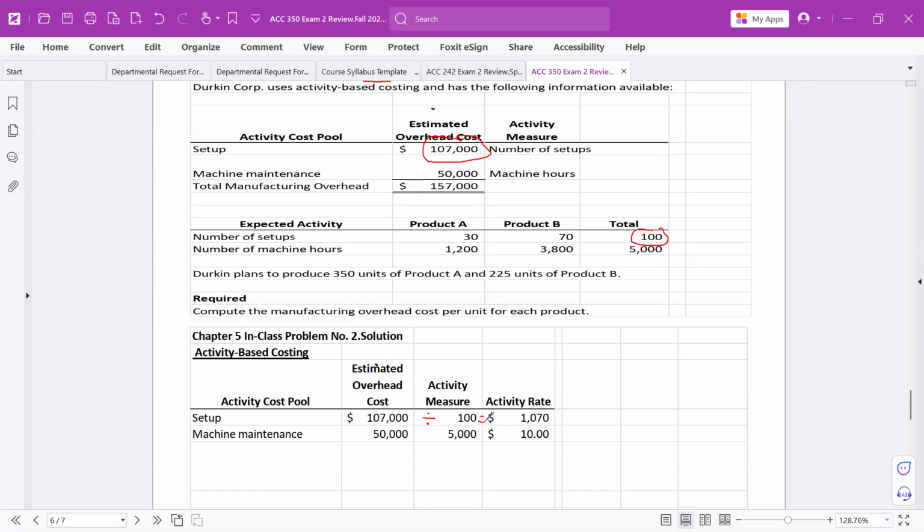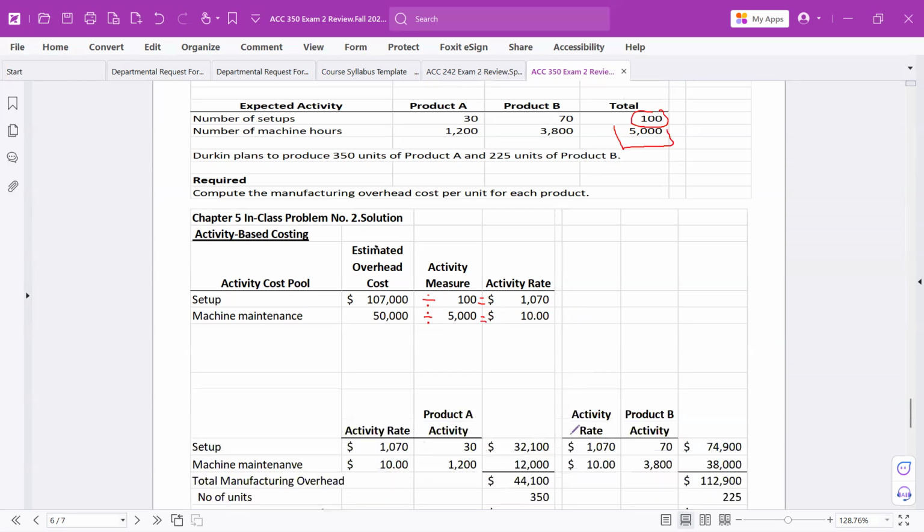107 divided by that 100 gives us the activity rate of 1070. And then this activity is machine maintenance, and that's the 50,000, and we want to make sure we divide that by the number of machine hours. All of the machine hours, the 5,000 machine hours. So the $50,000 cost divided by the 5,000 machine hours gives us an activity rate of $10. So we have our rates, and then we apply the overhead by taking the rate times the activity.